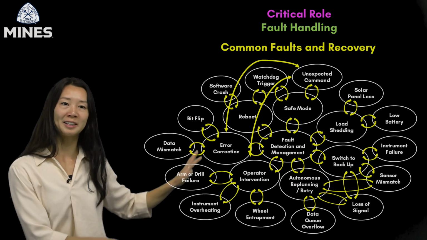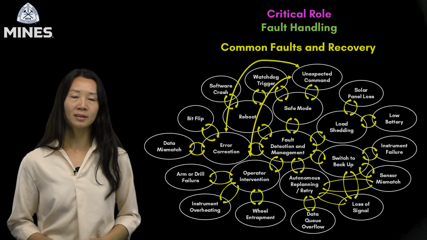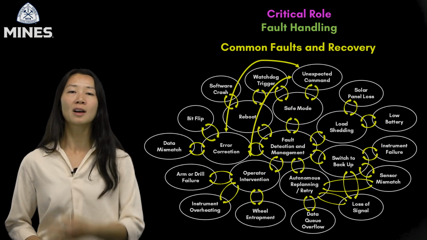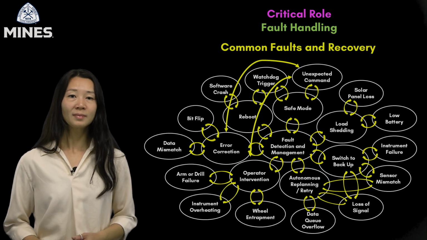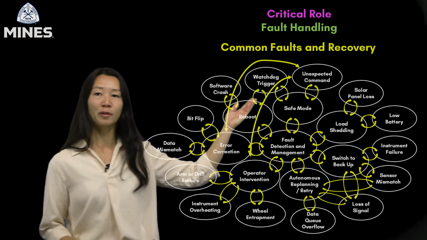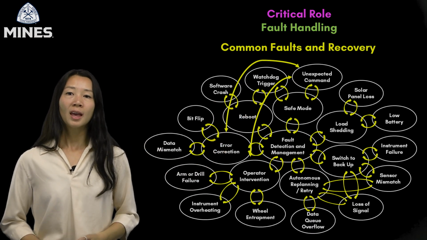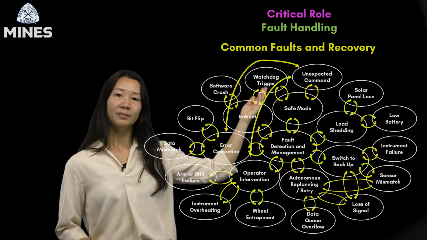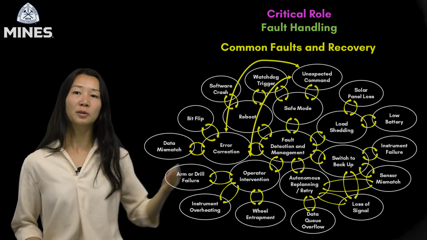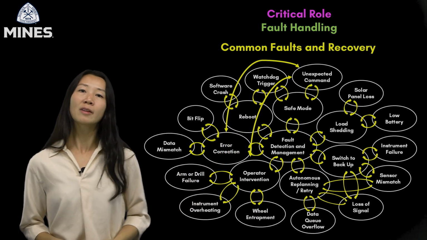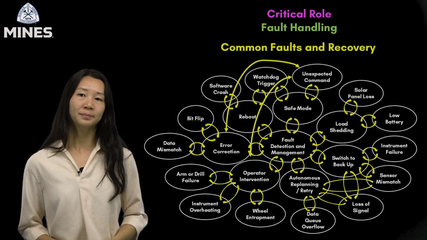What you're seeing here is a network of fault types and the kinds of things that can typically go wrong, and the recovery strategies that flight software uses to respond. Let me walk you through a few examples. Let's say the flight software crashes, maybe due to a bad loop or a logic error. A watchdog timer kicks in, detects that the software has frozen, and triggers a reboot. This kind of automatic self-check is essential to survive in deep space.